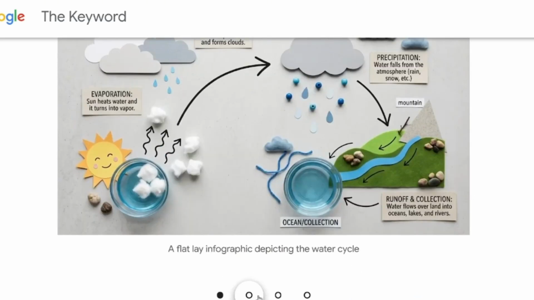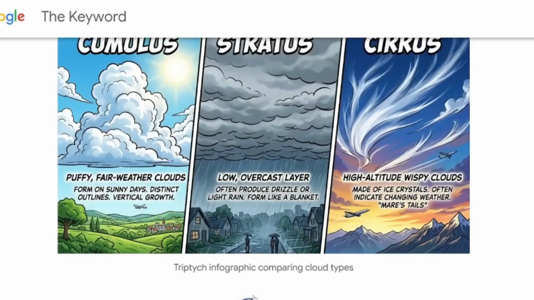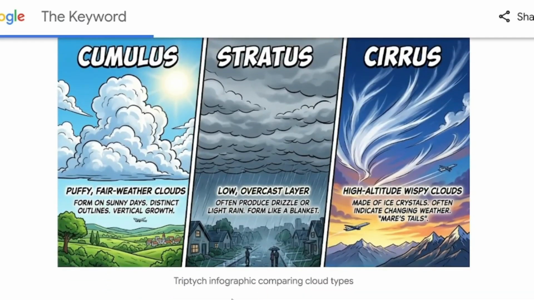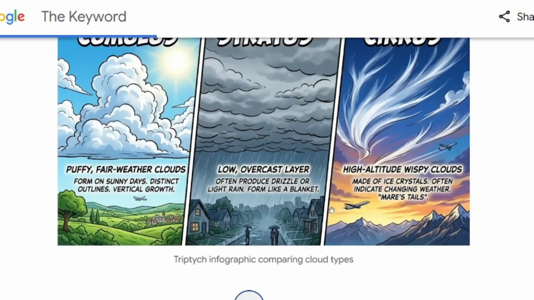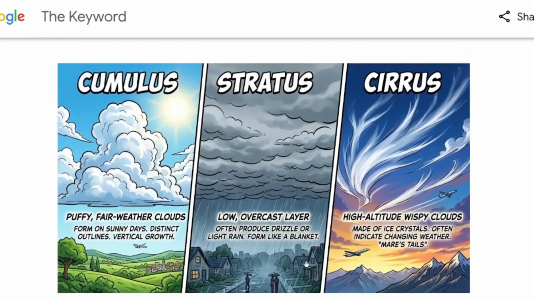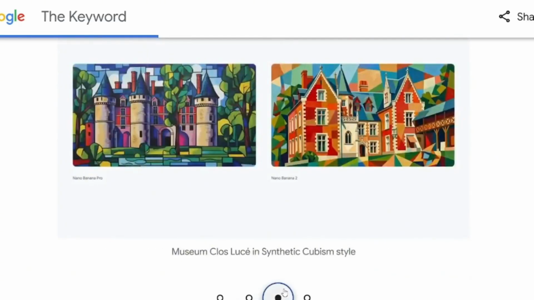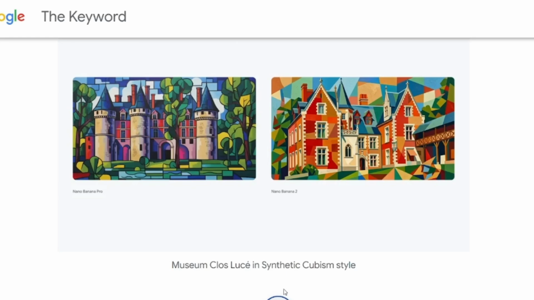Let's see the other examples. Not only do they have that one, they also have a trip types infographic comparing cloud types. So they have the cumulus, stratus, and cirrus clouds, and they have it as different infographics, almost in comic book style, and it looks pretty good. They also have another one where it says museum. I'm about to butcher this.